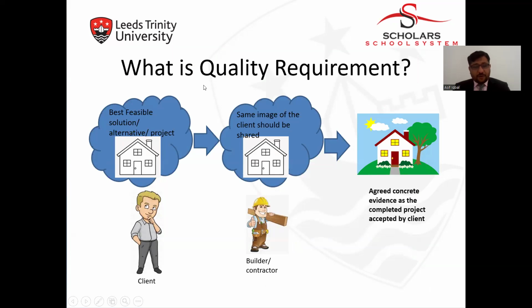What is quality requirement? Best feasible solution, alternate projects, same image of the client should be shared. So these are the things that the business needs to look at: how the client is looking at things, how the builder or contractor is providing, and how things are going in terms of quality.